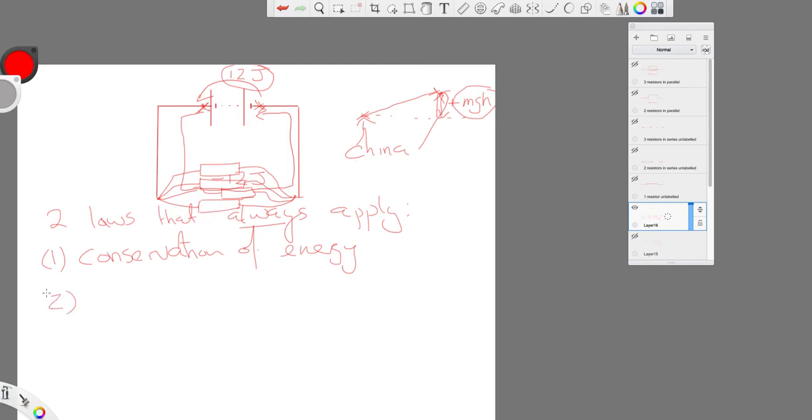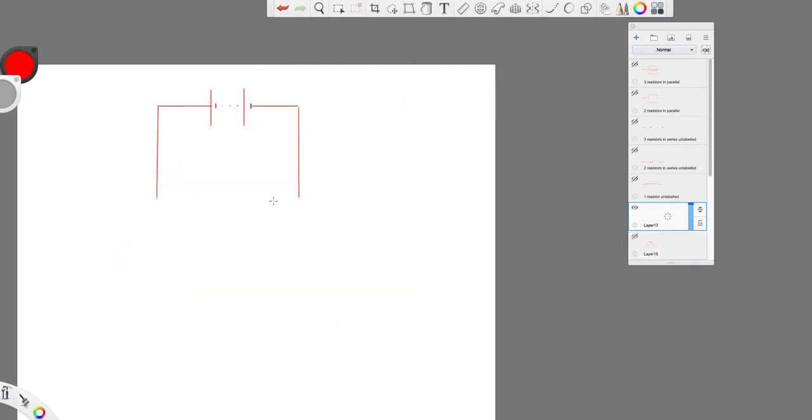The other conservation law is the conservation of charge. Now, you might not have come across this one, but it kind of makes sense when you think about it. And the conservation of charge says, if I take a point in my circuit, let me just make this into a circuit for now, and I needed a component in there, so let's get rid of a bit of the wire, and I'll stick a component in there, a resistor.